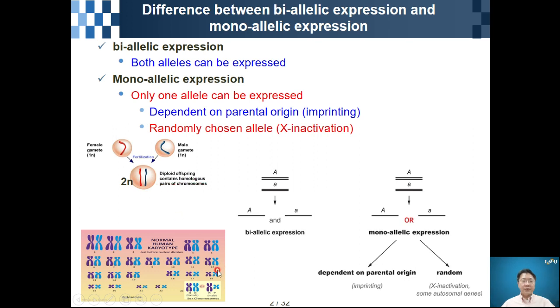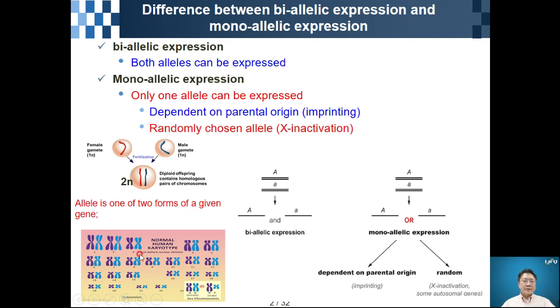The diploid offspring contains homologous pairs of chromosomes. For example, humans have 22 pairs of autosomes, plus women have XX chromosomes and men have XY chromosomes. For example, this is chromosome 1 and this is chromosome 2. One set of chromosomes comes from the mother, and one set comes from the father. So an allele is one of two forms of a given gene.